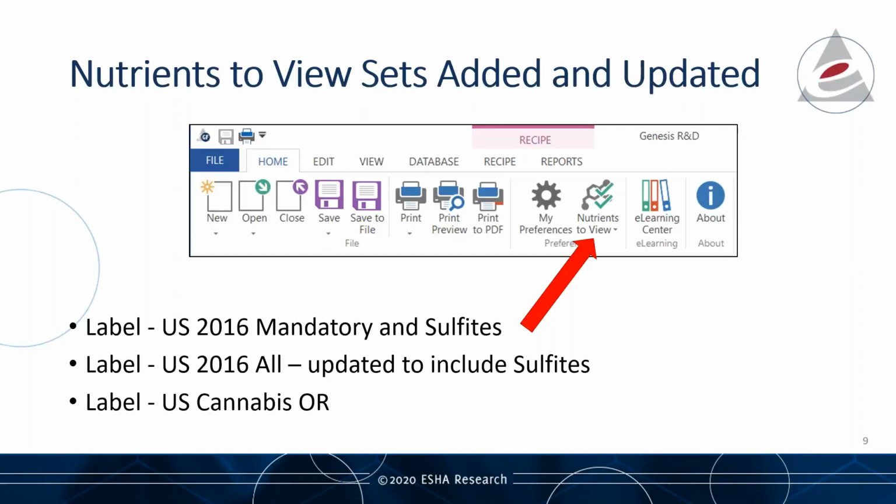And just a reminder that the nutrients to view is where you would select the sets of nutrients that you want to see in working with ingredients, like entering ingredient information, working with your recipes, and then on many of the reports. You can select which nutrients appear on many of the reports. So you find those in nutrients to view.